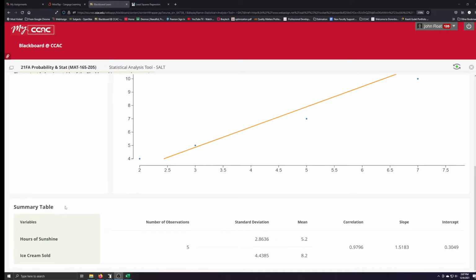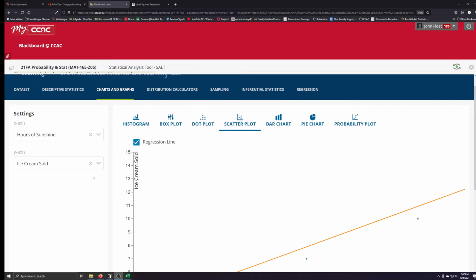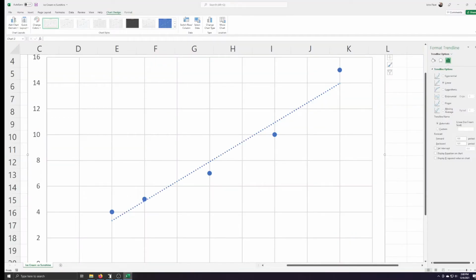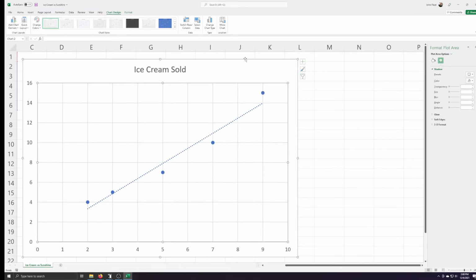Now, I think it's only fair for me to show you how to do this using SALT and how to do this using your calculator. So I'm going to do SALT first because it's by far the easier of the two. You're going to need Excel or Google Sheets or something like that. All right, let me scroll out here a little bit.